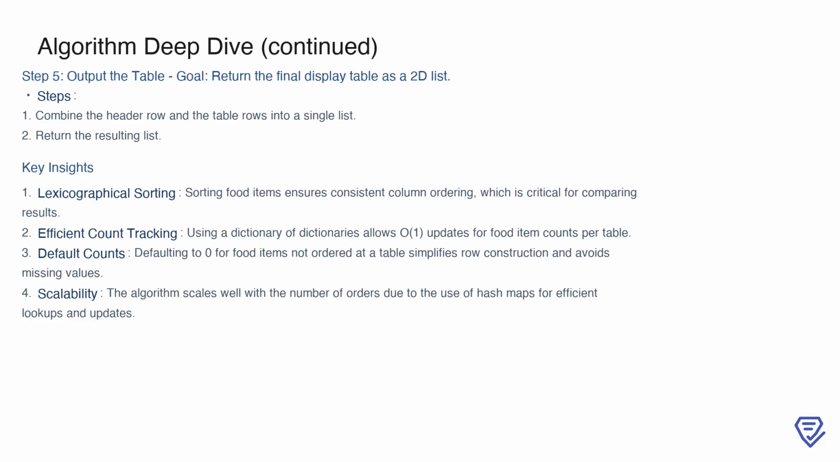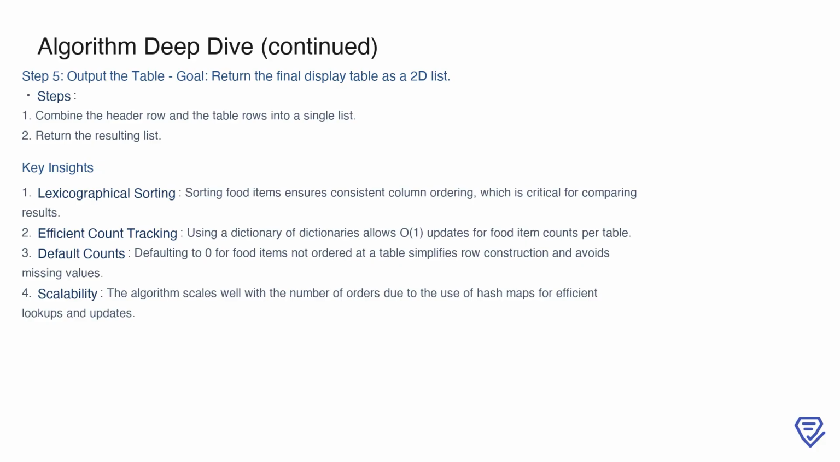We start by sorting the table numbers in ascending numeric order, which determines the order of the rows. For each table number, we create a row that begins with the table number converted to a string. Then, we append the count of each food item to the row, following the order of the food items in the header row. If a table did not order a particular food item, we default the count to 0. This ensures that every row is complete and all columns are accounted for.